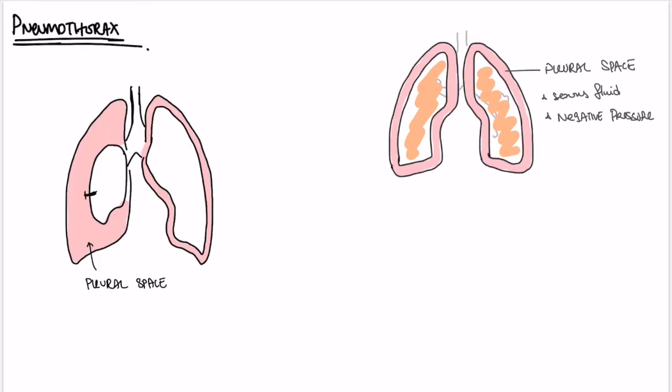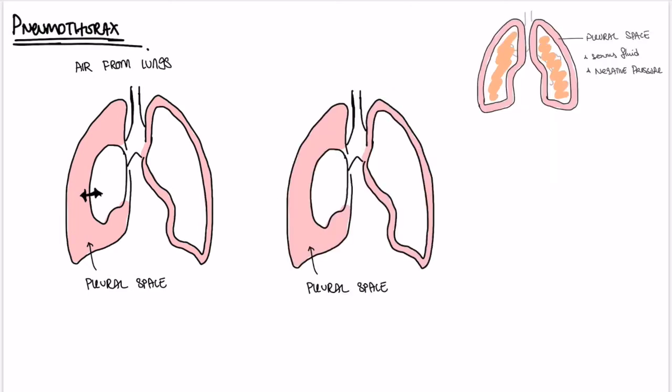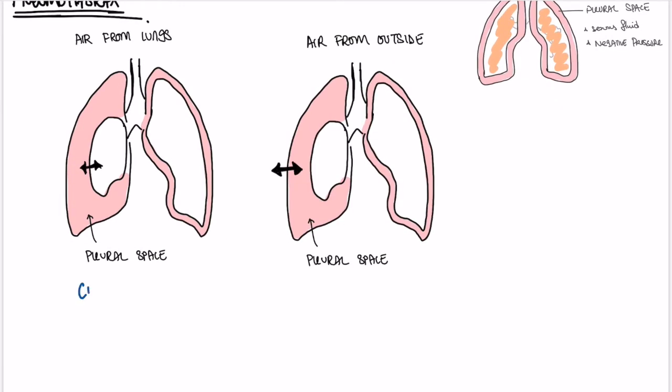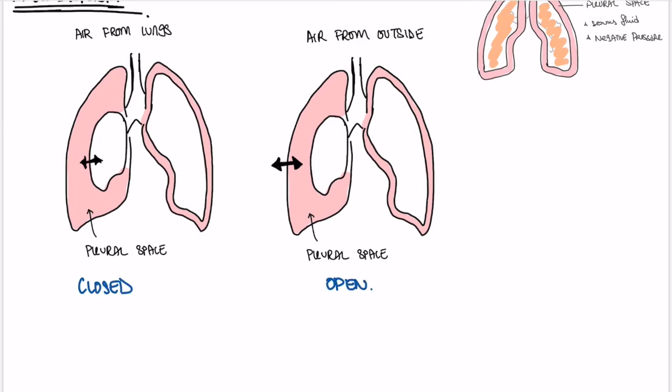So there are two ways air can get into the pleural space. Either there can be a spread of air from the lungs into the cavity, or there can be a movement of air from the outside into the cavity. So this would be closed pneumothorax, and this would be open pneumothorax.